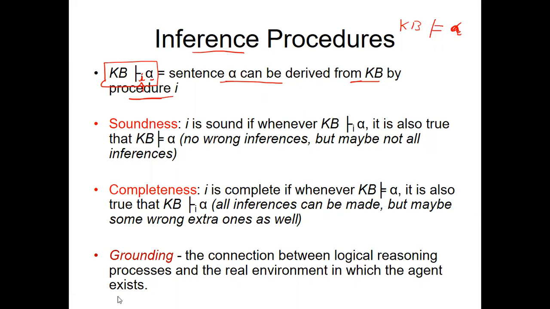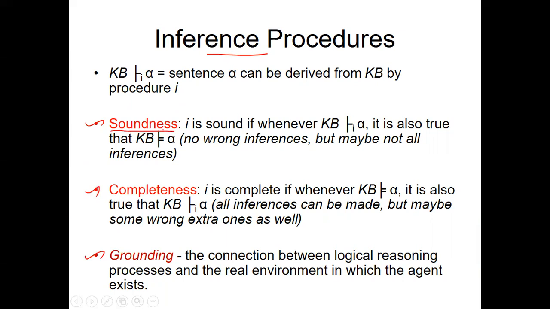Now we are going to discuss the properties of this inference algorithm, or inference procedure. The efficiency of this inference procedure is measured by three parameters: one is soundness, the other is completeness, and the other is grounding. Based on these three parameters, we can identify how good this inference algorithm is. The first property is soundness.